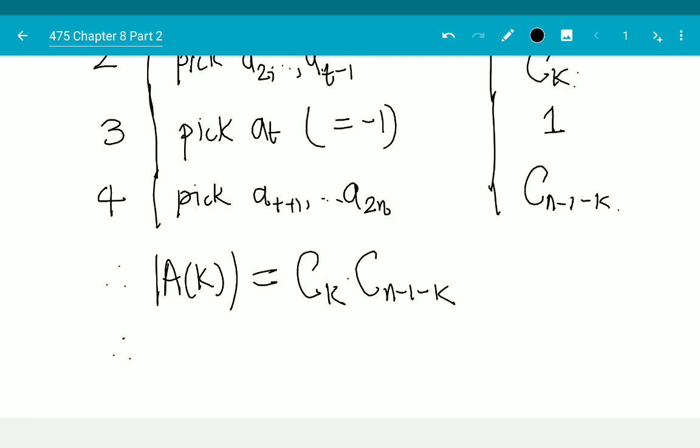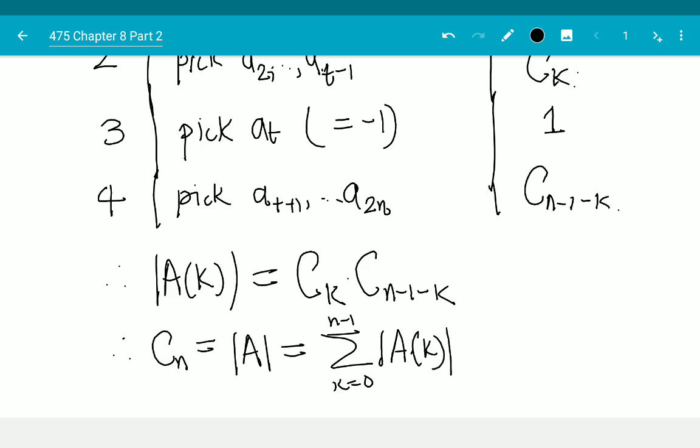And therefore, Cn is equal to the cardinality of A, which is the summation, k equal to 0 to n minus 1, of the cardinality of Ak. And we just proved that this is equal to the sum, k equal to 0 to n minus 1, of Ck times C(n minus 1 minus k). Okay.